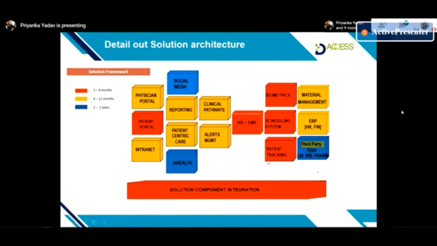So you can see these blocks. This was done by Dr. Pankaj in one of our previous projects. I have just picked up this slide to tell you how a solution architecture is designed. So you define those blocks and then you put a timeline on the basis of the priority and development effort required. This is how you actually design and then also prioritize.